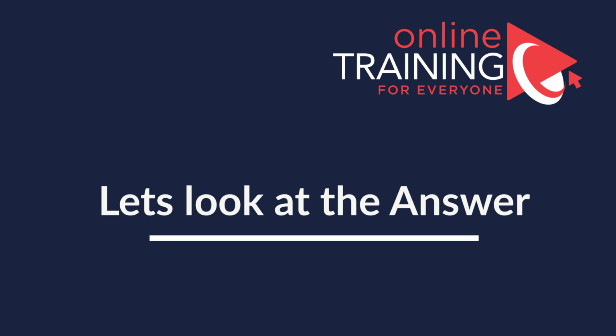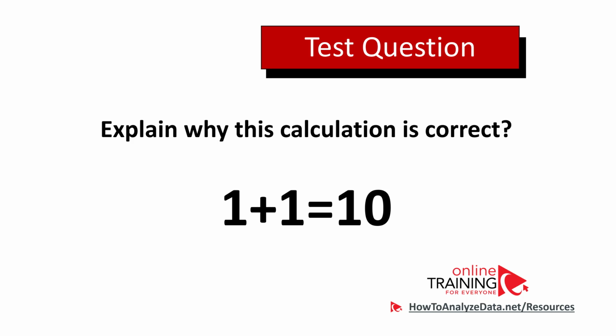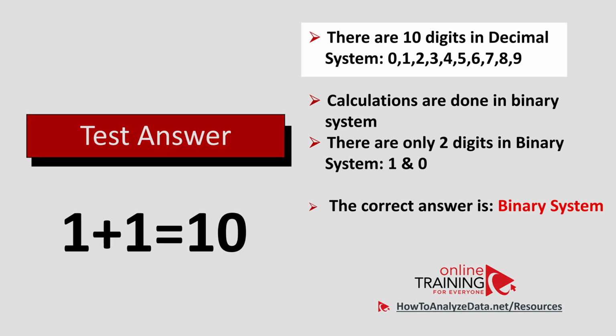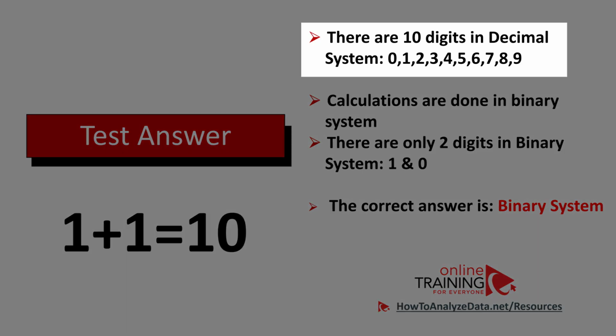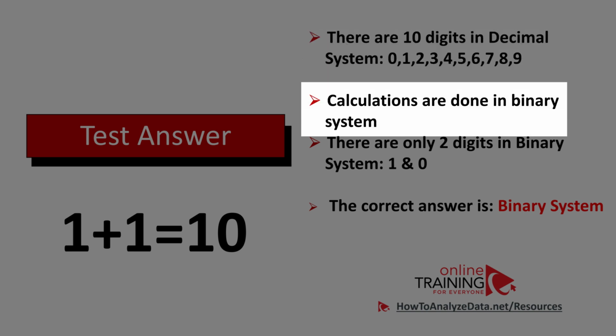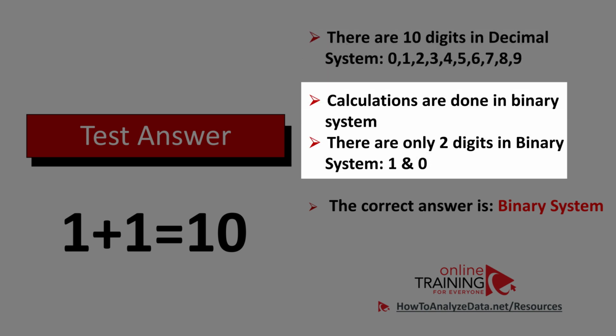Do you think you know the answer? Let's continue to see how we can solve this challenge and get to the correct solution together. Typically, when we do calculations, we use 10 digits in the decimal system. We use 0, 1, 2, 3, 4, 5, 6, 7, 8, and 9. But here, calculations are done in the binary system, and there are only 2 digits in the binary system, 1 and 0. So what happens when you do a calculation in the binary system and add 1 plus 1? What looks like 10 in the decimal system looks like 2 in the binary system.